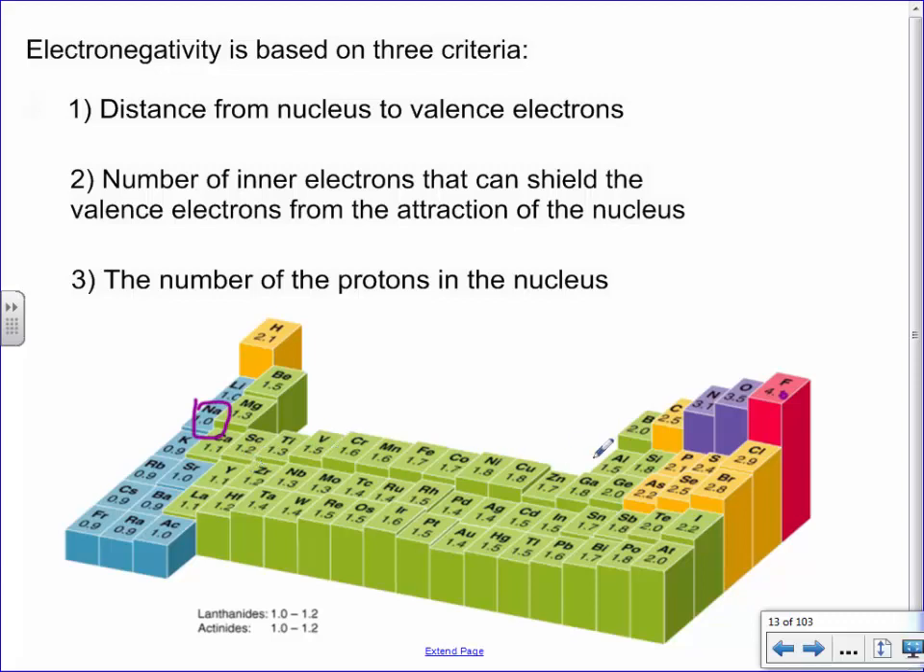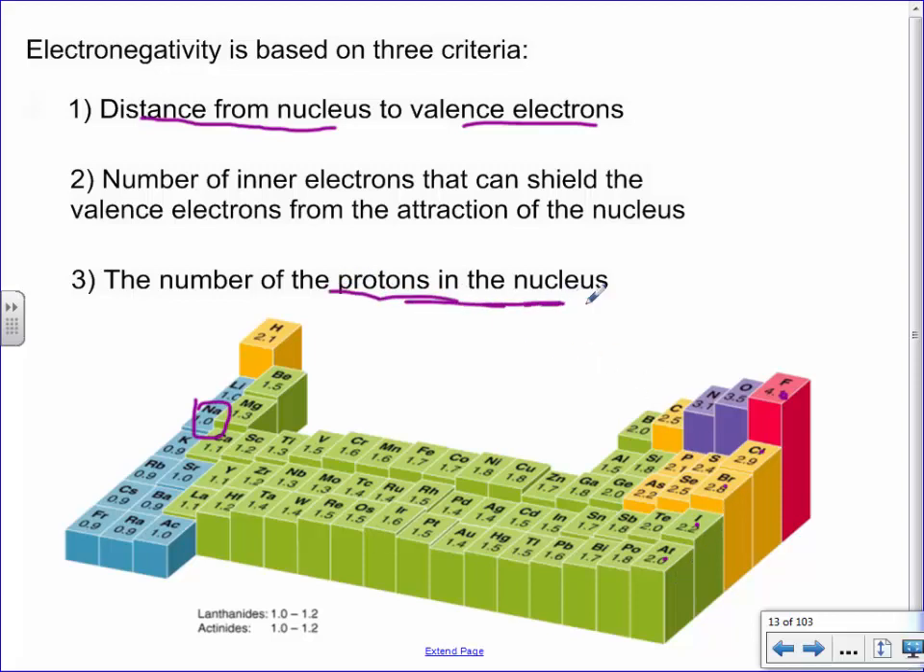So what you end up having here is a scale that tells you how much something wants an extra electron. The 3 criteria, I've already shown you one: the distance from the nucleus to the valence electrons. The further away you get, the less something wants electrons. So that's why fluorine really wants electrons. But astatine, which is like 1, 2, 3, 4, 5 energy levels away, doesn't really want electrons quite as much because it's so much further away now.